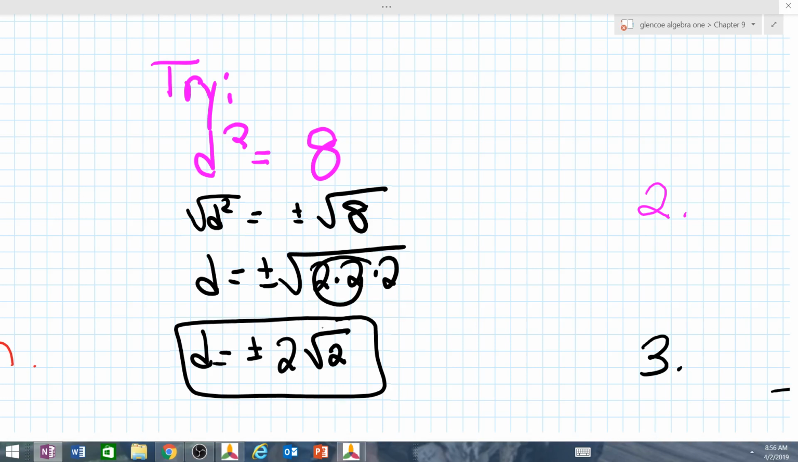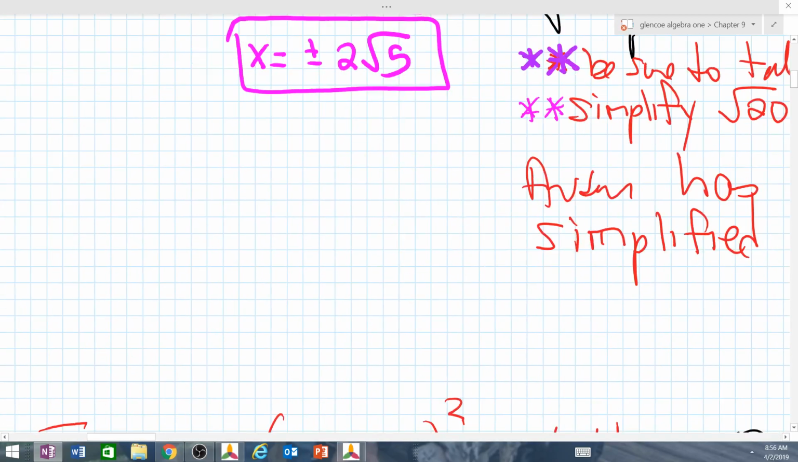Anybody want to share an answer? What did you get? Yes. D equals 2 radical 2. Can we correct it a little? D equals plus or minus 2 radical 2. Make sure you get the plus and the minus in there or you're going to lose half credit. Okay? Are you with me?